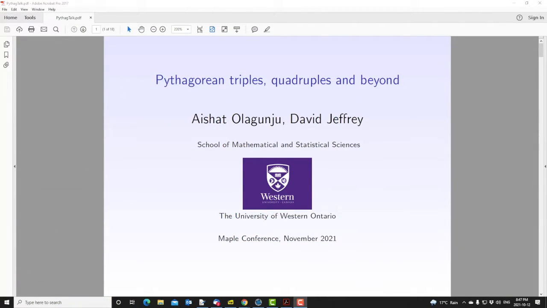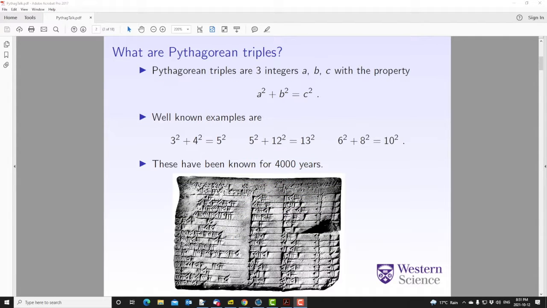Pythagorean triples, quadruples, and beyond. We start off by reviewing the basic properties of Pythagorean triples. Definition: 3 integers, a squared plus b squared equals c squared. And well-known examples are 3 squared plus 4 squared is 5 squared, 5 squared plus 12 squared is 13 squared, 6 squared plus 8 squared is 10 squared. These have been known for over 4,000 years.